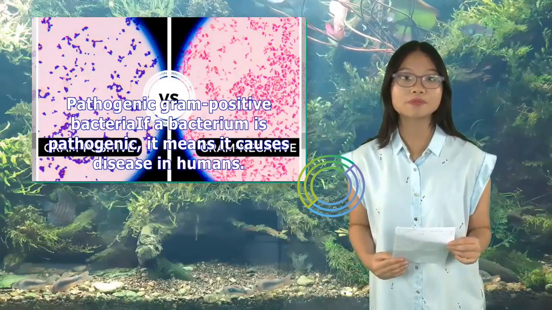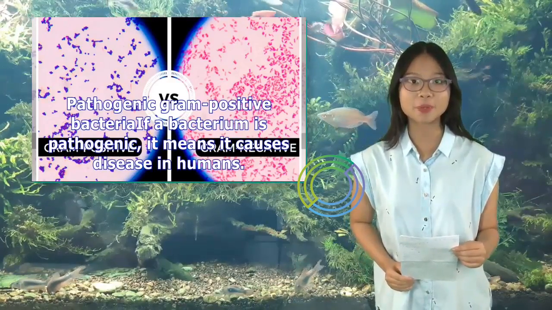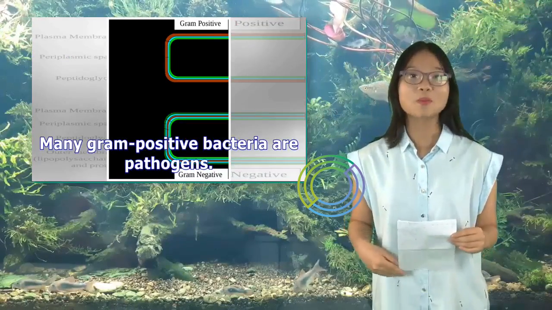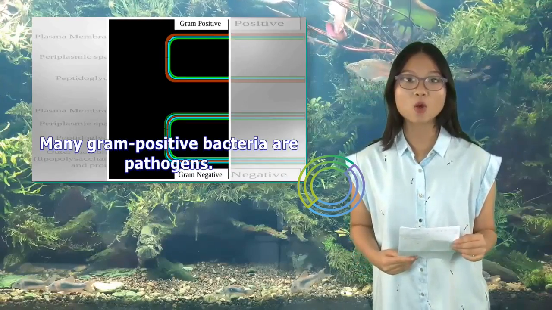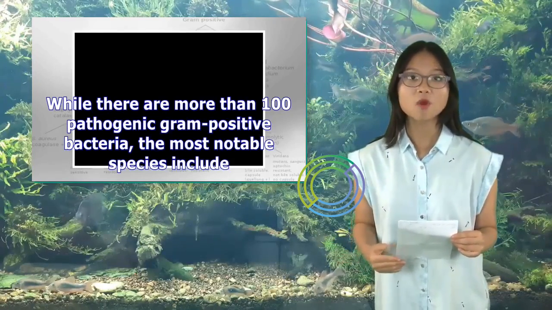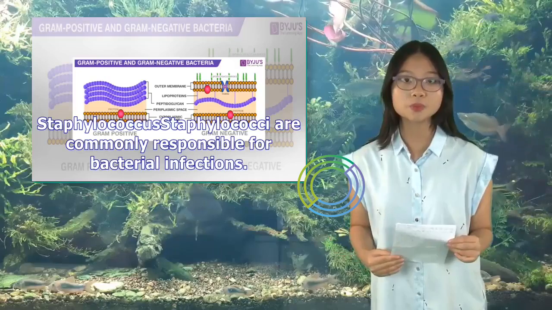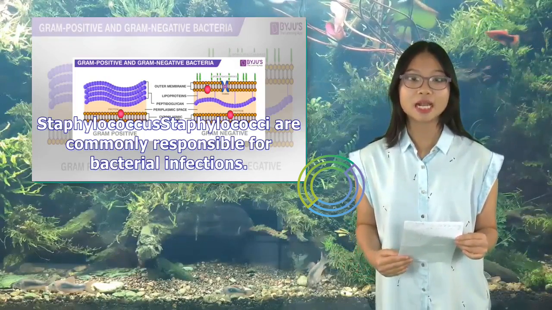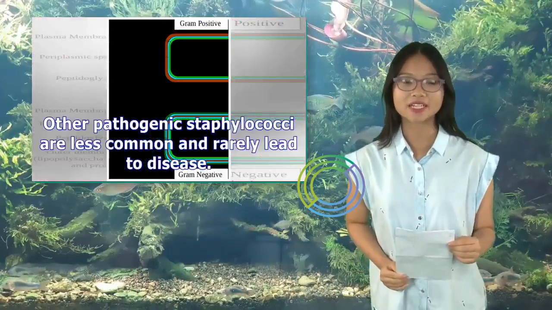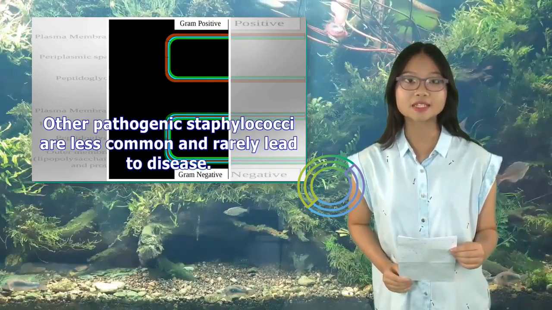Pathogenic gram-positive bacteria. If a bacterium is pathogenic, it means it causes disease in humans. Many gram-positive bacteria are pathogens. While there are more than 100 pathogenic gram-positive bacteria, the most notable species include Staphylococcus. Staphylococci are commonly responsible for bacterial infections. Most cases are caused by the following species. Other pathogenic staphylococci are less common and rarely lead to disease.